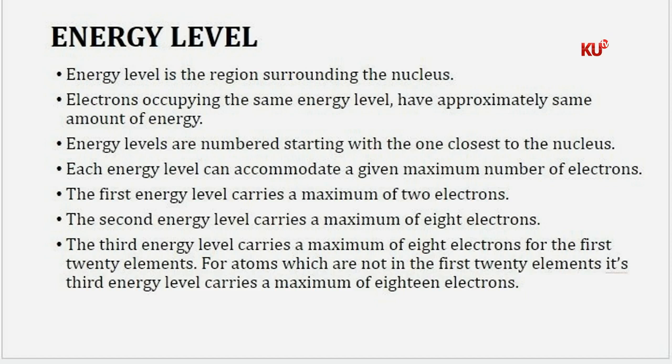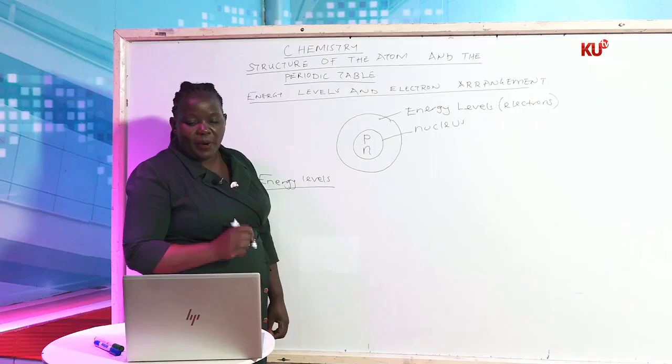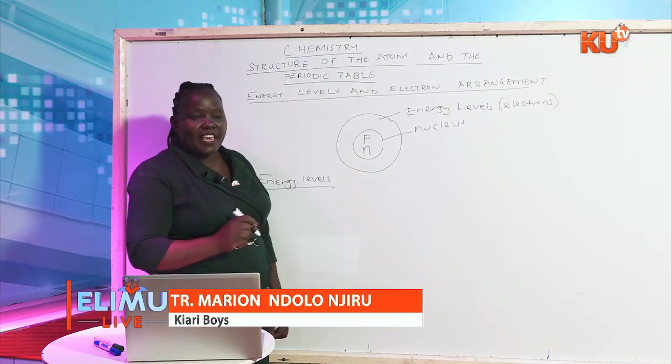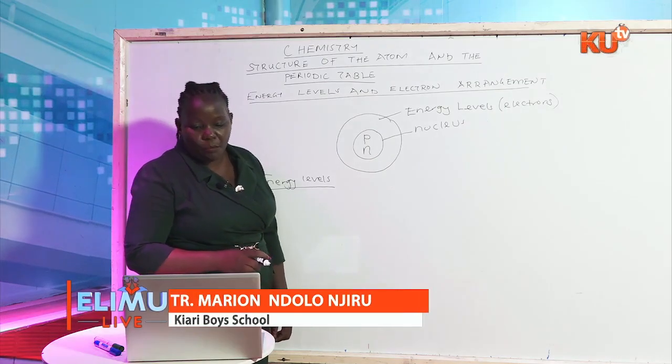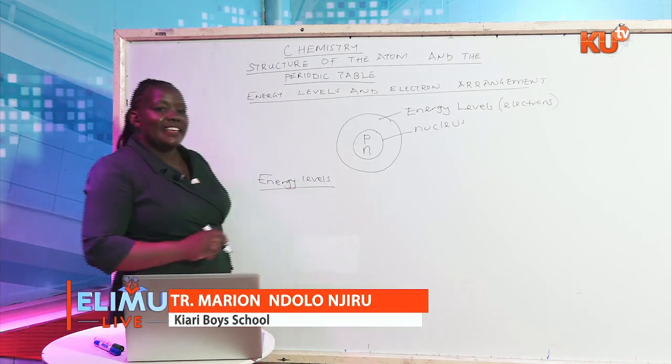Something else I want us to note is that electrons occupying the same energy level have approximately the same amount of energy. So electrons occupying the same energy level have approximately the same amount of energy.